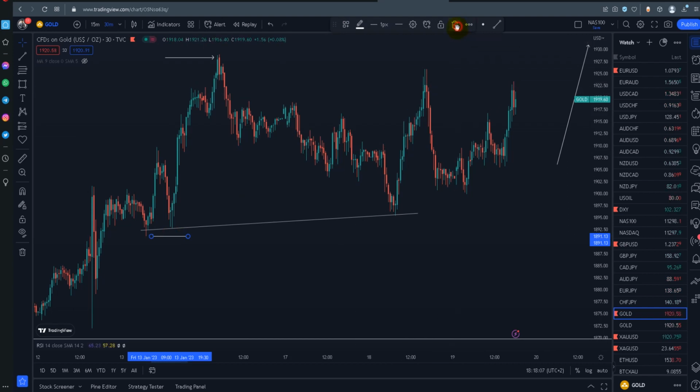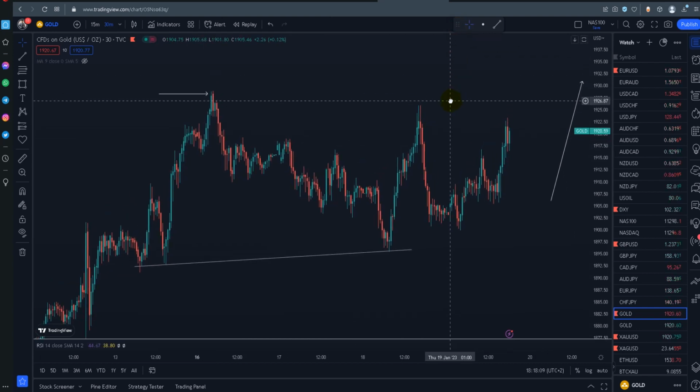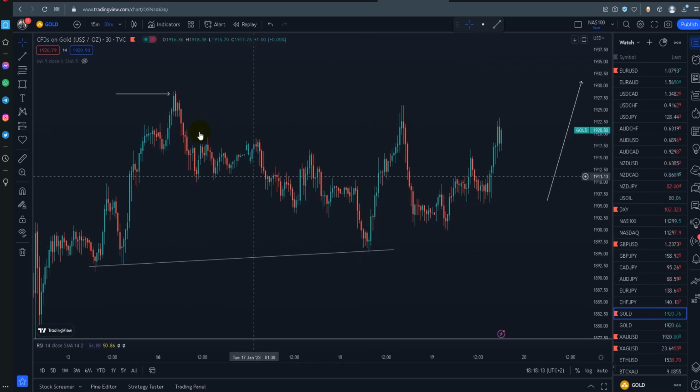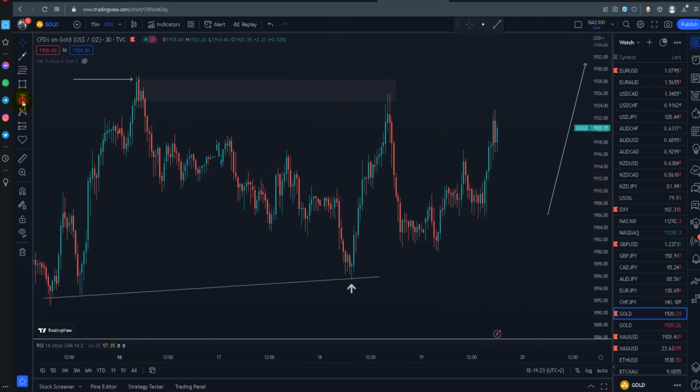So that is the simple way of how I find my sniper zones using the candle wick method. It's very simple. And now, that wave stopped over there, an order block supply.